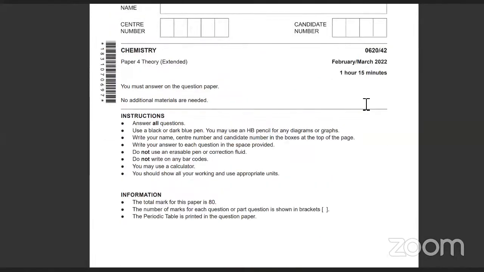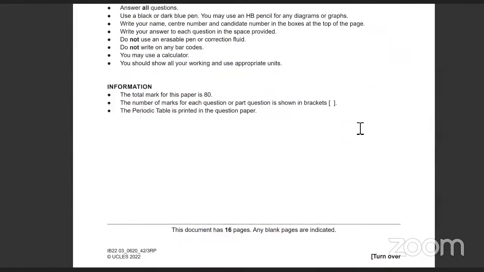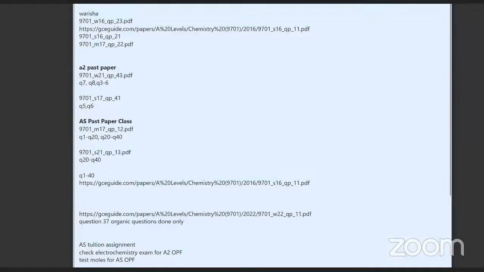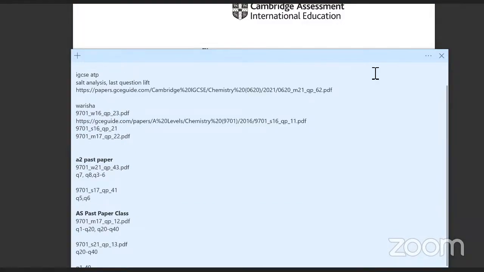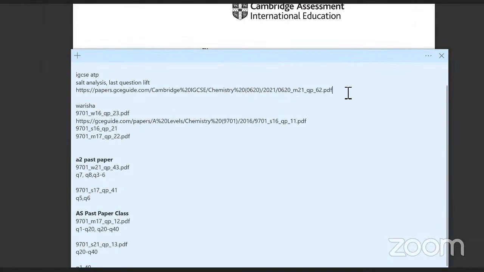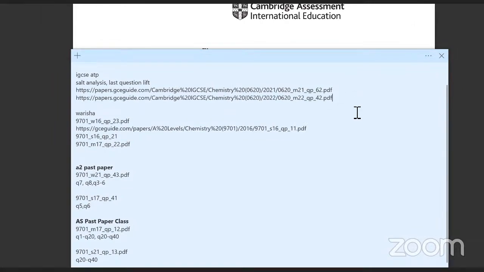Okay, we're going to start with doing some complete past papers. So this one is kind of, let's write it down, where is this from? So the one that we are doing at the moment, that's this one, 4-2.